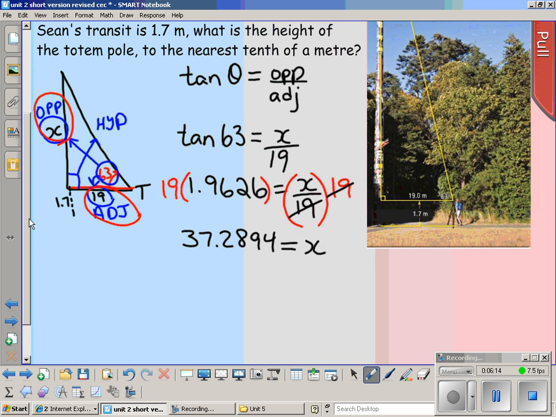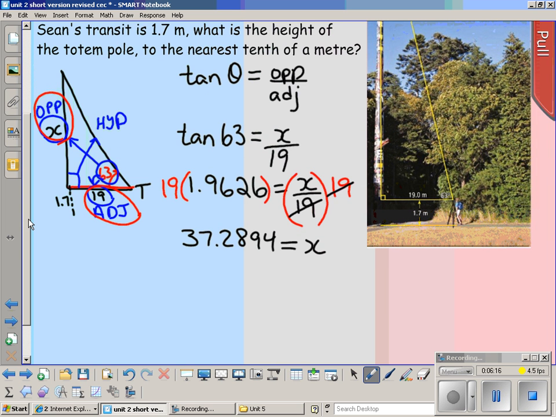Look back to see what we were supposed to give our final answer to. To the nearest tenth of a meter. That means 1 decimal place. So 37.3 meters.